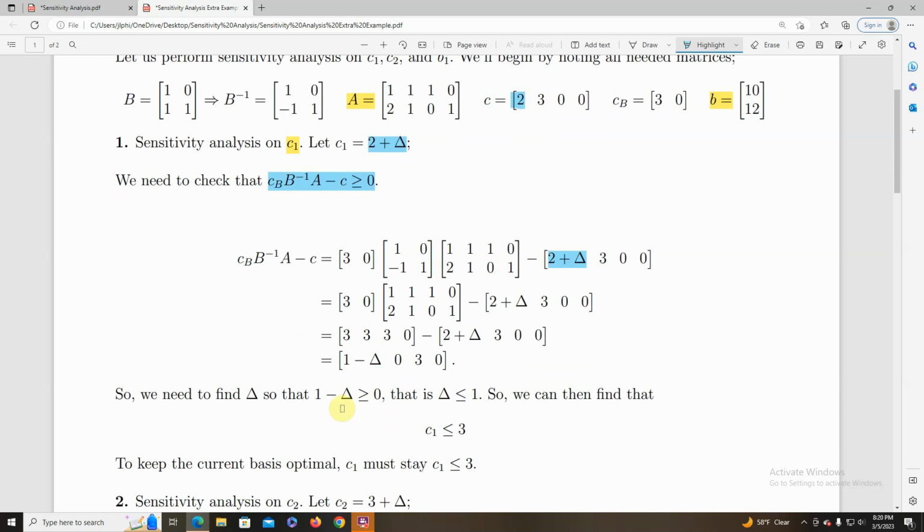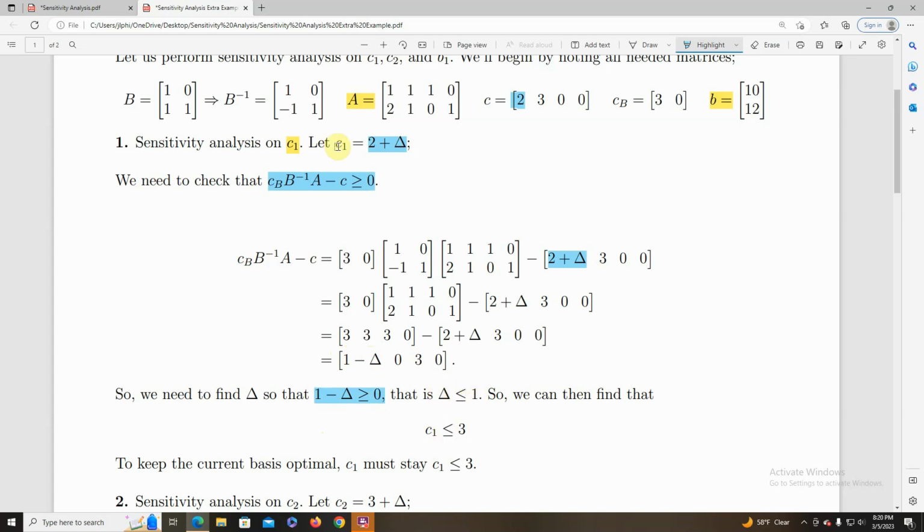Now, to stay optimal, all of these need to be non-negative. The 0, 3, and 0 are never going to be negative. So all I need to do is check when 1 minus delta is greater than or equal to 0. We'll just solve that, and it is when delta is less than or equal to 1.